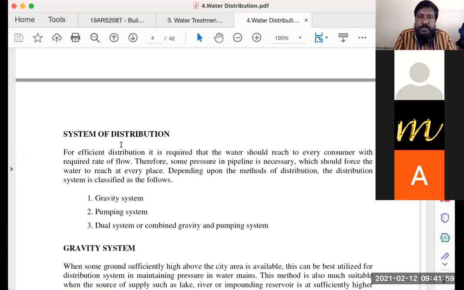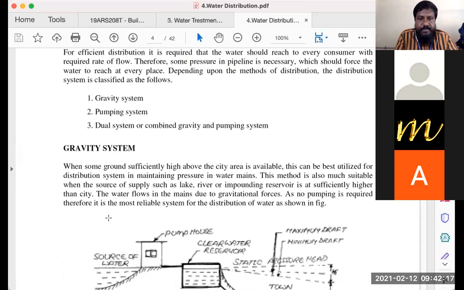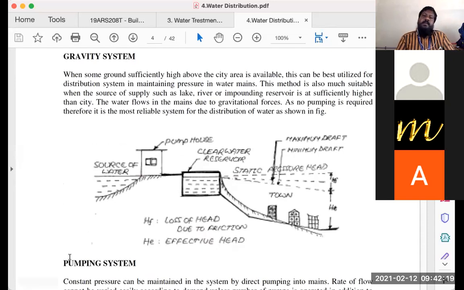Now, what are the systems? We saw how the distribution happens, but what are the modes of water getting onto those pipes? There is a gravity system and a pumping system. The third is a combination of both, gravity and pumping. A gravity system is where you have a source of water at a higher level, and the water is pumped out from the source into a reservoir tank, then taken downhill. So this way it's a gravity system.